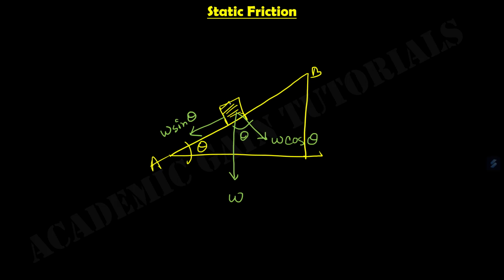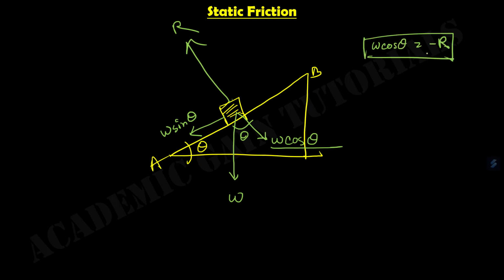There will be a reaction force according to Newton's third law, acting opposite to W cos theta. So this is R, and W cos theta equals minus R. And as this block is at rest on plane AB, there will be a static friction, denoted F, which equals W sine of theta and acts opposite to it. So this is how static friction works on an inclined plane.